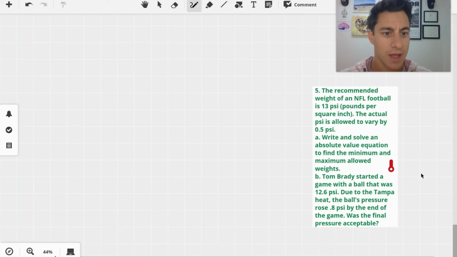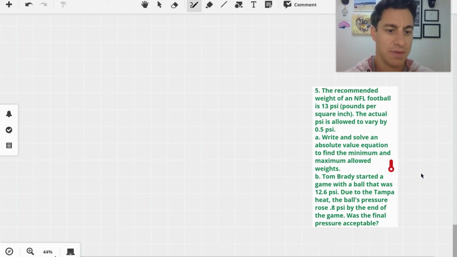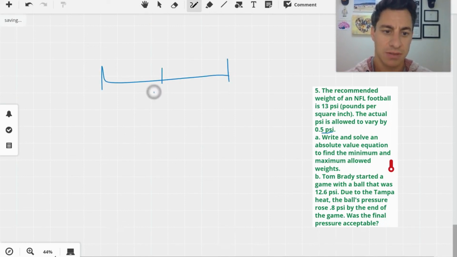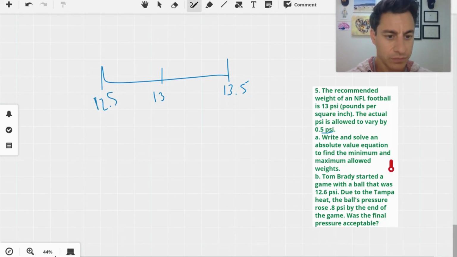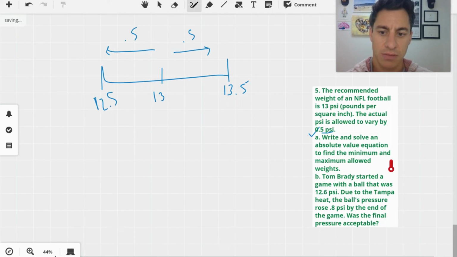All right. The recommended weight of an NFL football is 13 psi. The actual psi is allowed to vary by 0.5 psi. So look, right away, 13 is what we're going for. 13's in the middle. If we vary by 0.5, we could get up as high as 13.5. We could get down as low as 12.5 psi. Write and solve an absolute value equation to find the minimum and maximum allowed weights. Remember we moved 0.5 in this direction, 0.5 in that direction. So writing an absolute value equation, no problem. I know I'm going to do that every time.